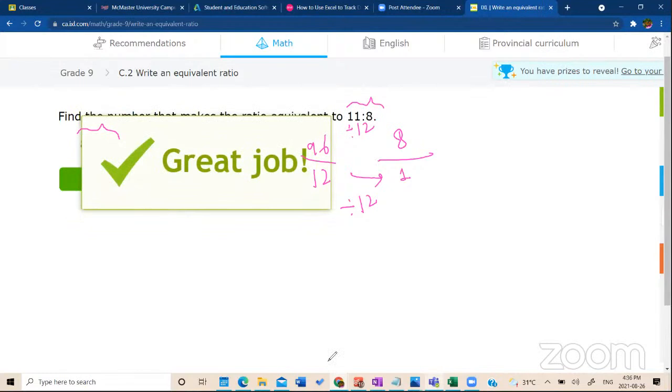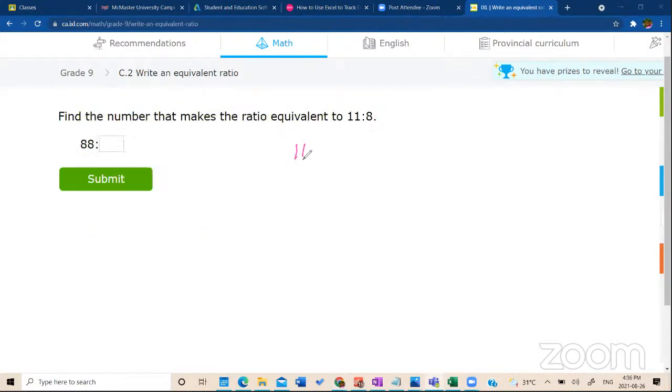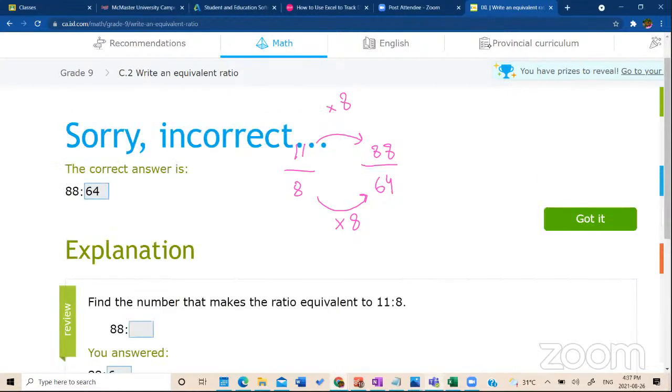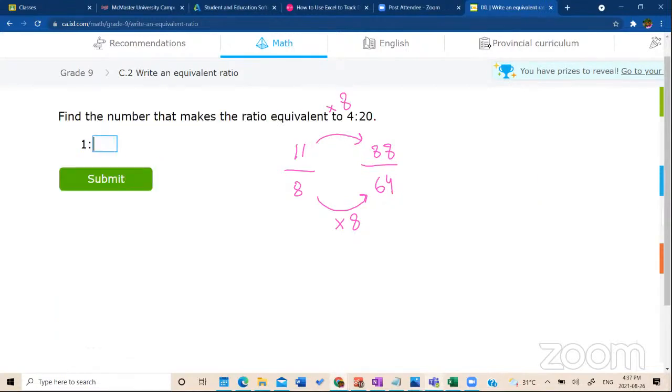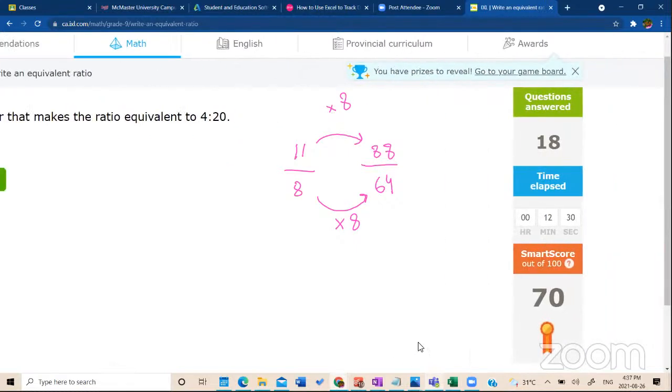Let's do this one. So we have 11 over 8. It's going to be 11 multiplied by 8, which is 88. Okay, very good. And what we did to the top, we have to do to the bottom. 8 multiplied by 8 is going to be 64. Excellent. Okay, so let me just write that, 64. Sorry, my bad. It's okay.